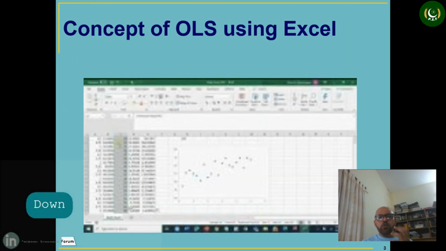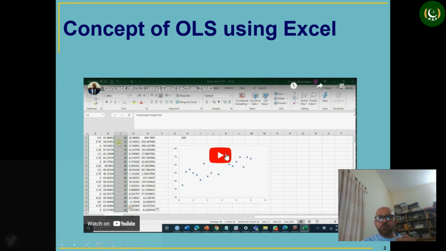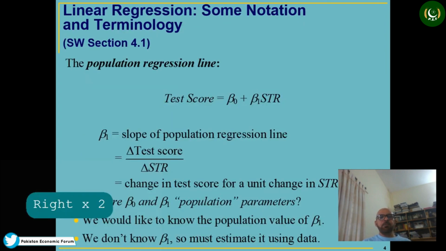If you want to get more on the concept of OLS estimators, you can watch this video on what we mean by OLS, ordinary least square. How does it make the sum of squares of residuals minimum? We'll discuss it at some other stage.